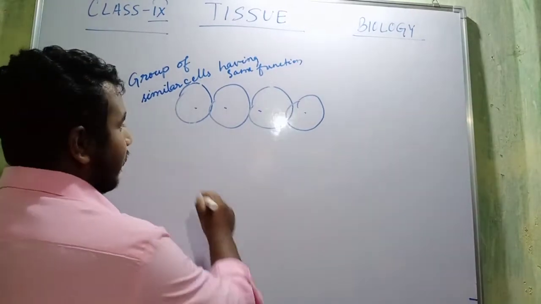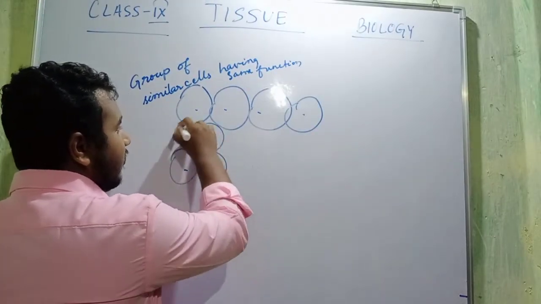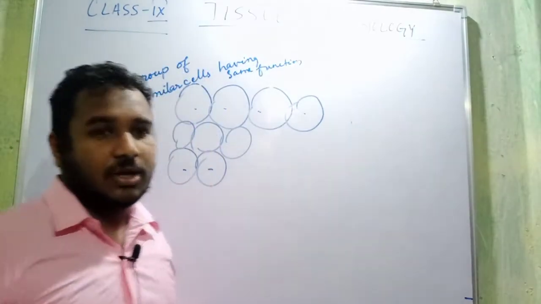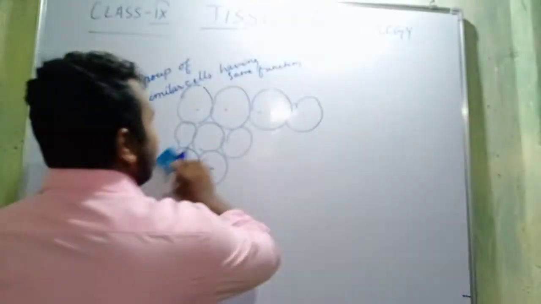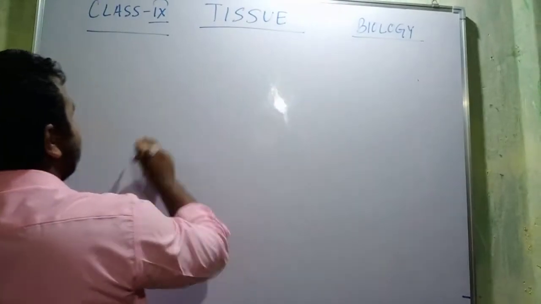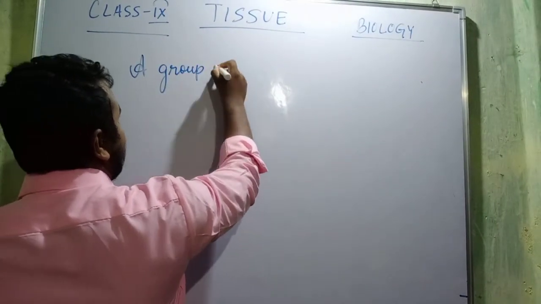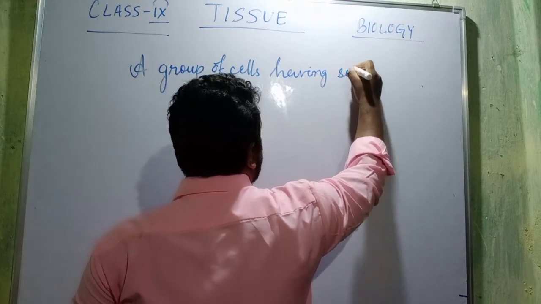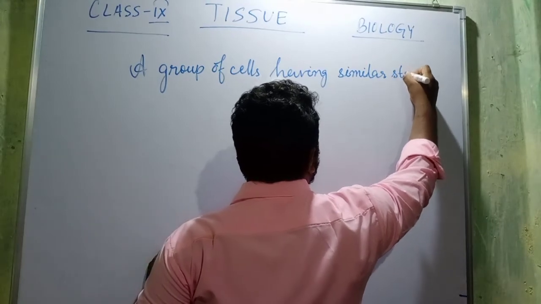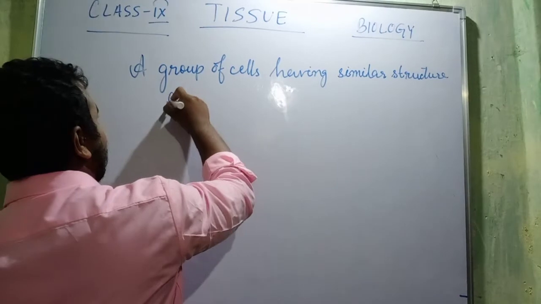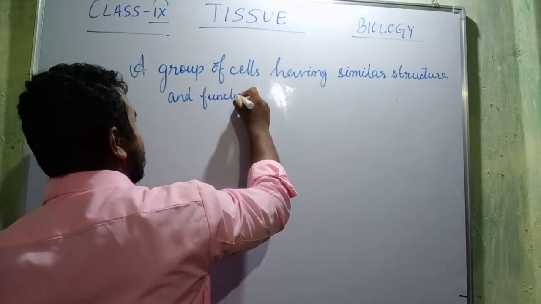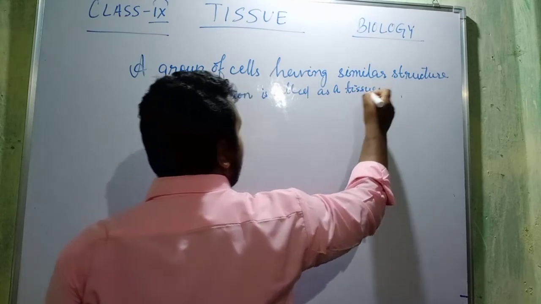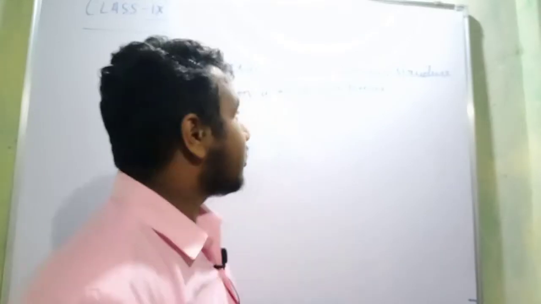For example, when some cells are joined together, they form one tissue. A tissue is a combination of one or more cells. Just write it down: a group of cells having similar structure and function is called a tissue. A group of similar cells having the same structure and the same function. So this is the introduction about tissue.